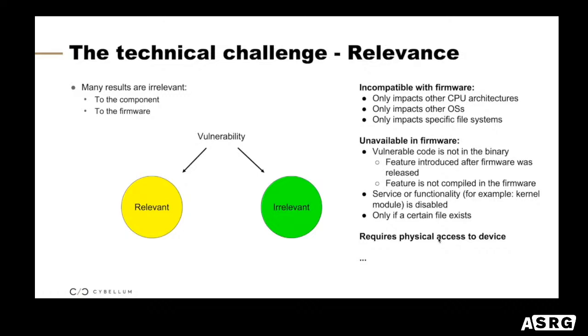And many results are irrelevant to the firmware itself: file system, application configurations, maybe the vulnerable code is not in the binary, and so on. Services that are disabled. There could be many, many reasons. And understanding the relevance is a key part of what the analyst needs to do after he exposes all the potential findings, because many of them would be irrelevant. And the difficult part is how to understand what is relevant and what is not.